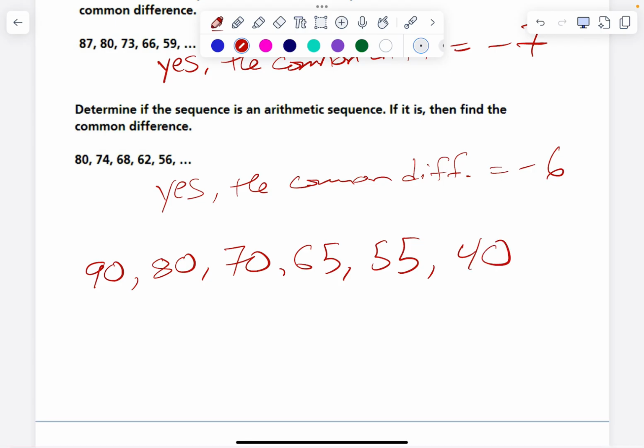Okay, is that an arithmetic sequence? Why not? Because it starts going down by 10 and then it goes down by 5. So we have those couple values that foul it up a little, right? Good. All right, so questions on arithmetic sequences? Okay, let's look at how we're going to write them.